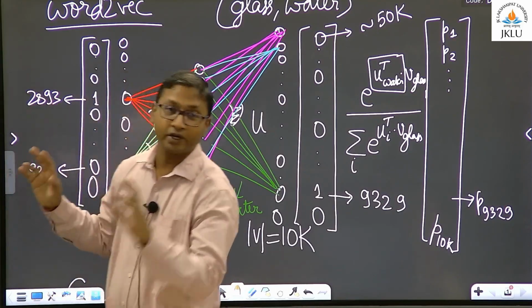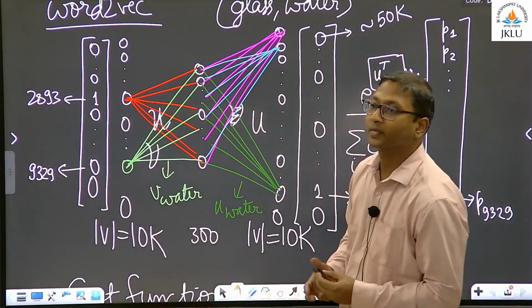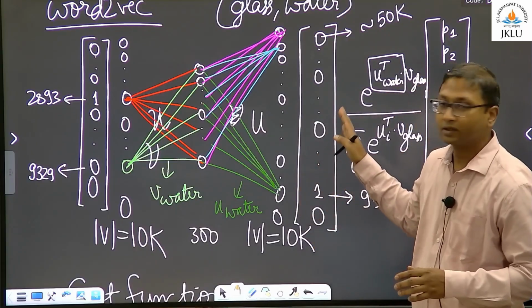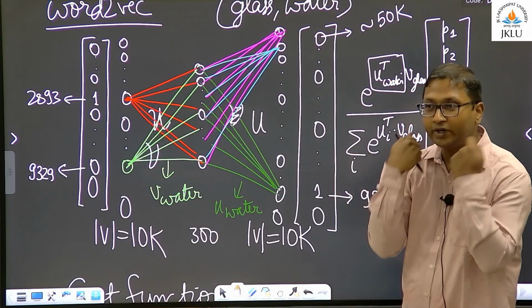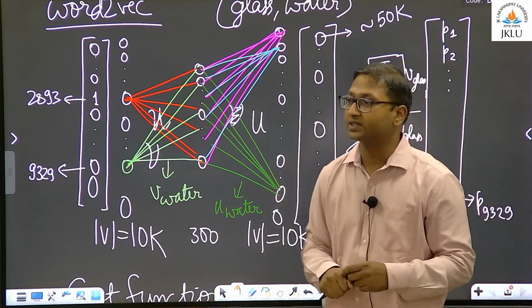So okay. One more thing. How do you visualize or how do you interpret these 300 dimensional numbers?